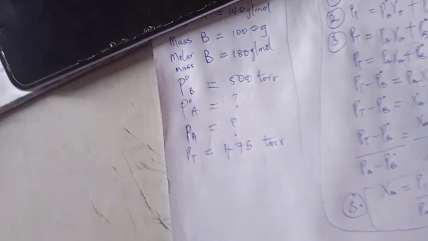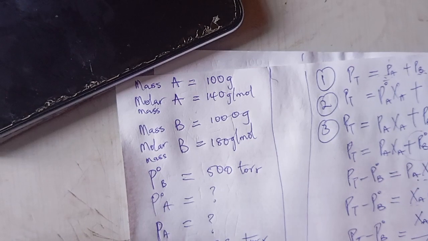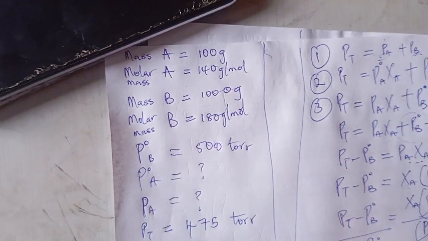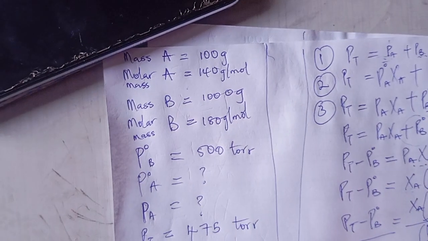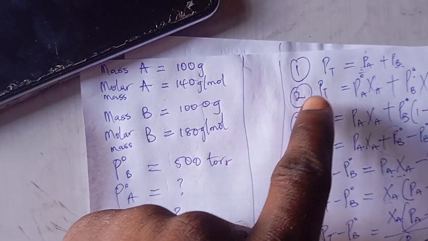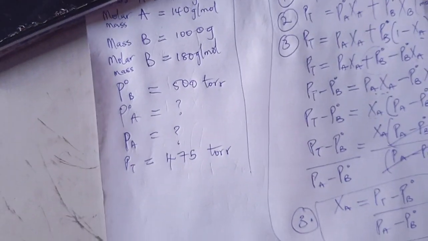So let's try to apply it. In this case, we can get mole fraction because we are given mass and molar mass. So we can simply convert it to moles, then get the mole fractions, then come and put. That means the formula we will use is simply the second one. So let's try to do it. Let's get the mole and the mole fraction.